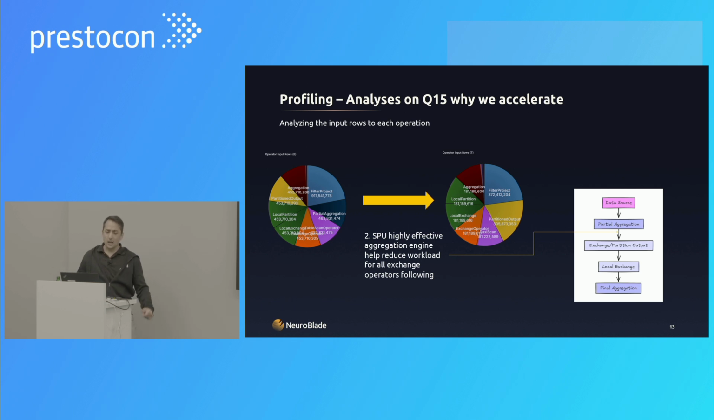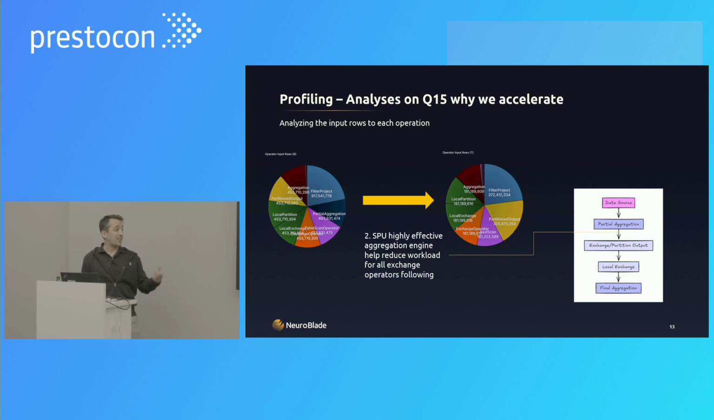To understand that, we looked at the number of input rows per operator. And what we saw was that the exchange operators, with the SPU involved, are processing far fewer rows. Their input rows are reduced by about 3 times, from 453K to about 181K rows. That was super interesting for us, to understand what we're doing to help reduce that number of rows. As I mentioned beforehand, what we're pushing down into NeuroBlade is the scan nodes and the partial aggregations.